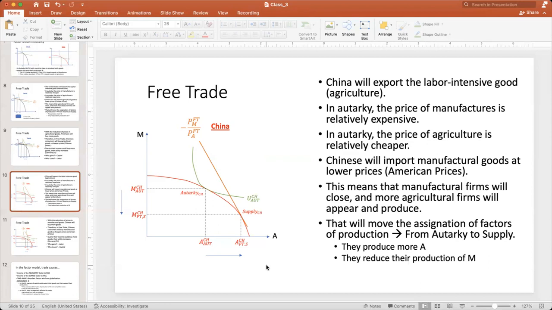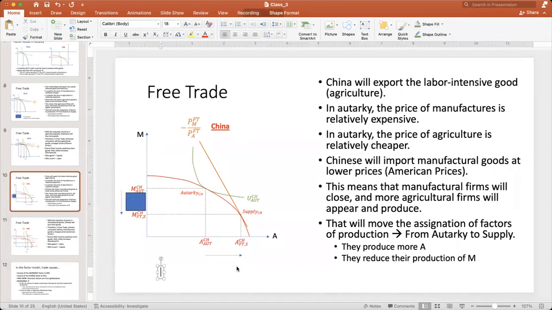So this means that manufacturer firms will close. Why? Because these firms are not competitive. And more agricultural firms will appear to produce more. So this will move the allocation of factors of production. So we are going to move from autarky to supply in free trade.